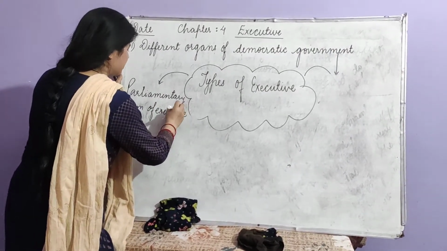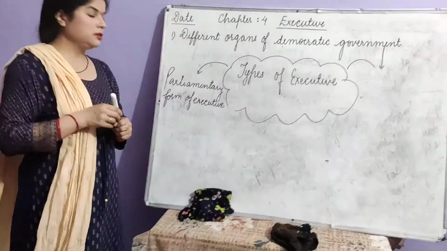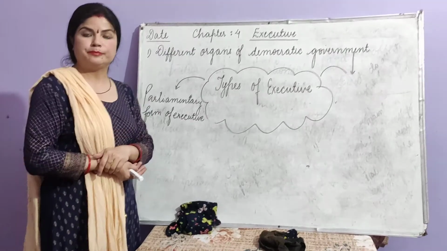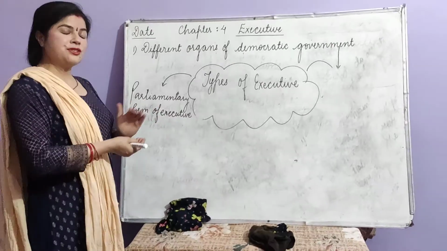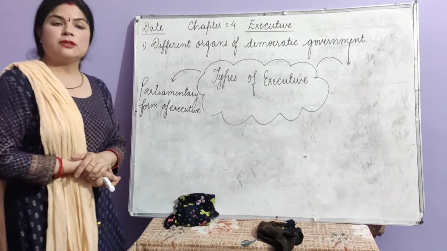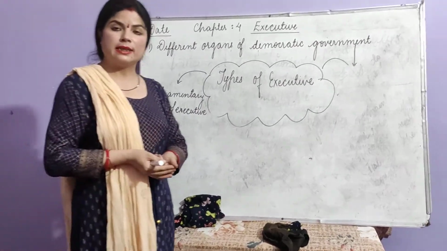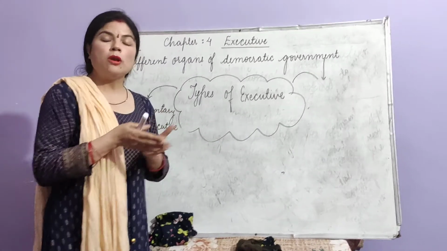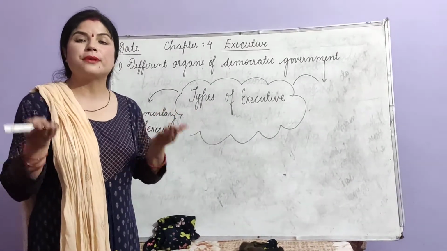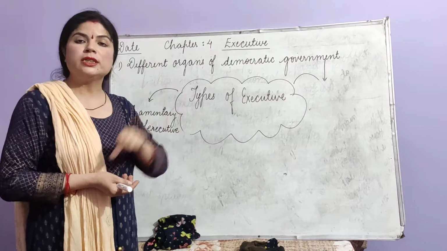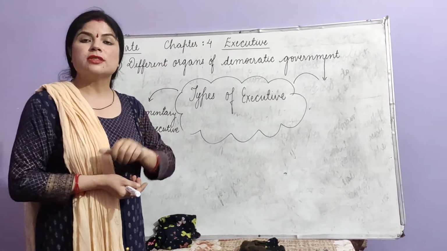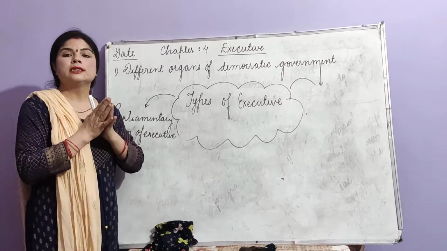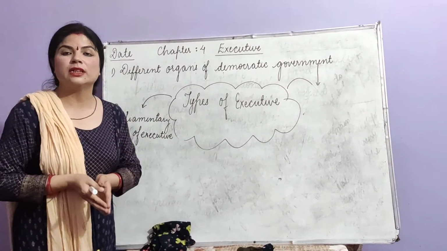Students, it's a very important type of executive which is followed by our own country, India. Under parliamentary form of executive, what happens? Now we are going to discuss here. Under parliamentary form of executive, the whole power lies in the hand of Prime Minister along with his or her Council of Minister, and President will be nominal head of the country.